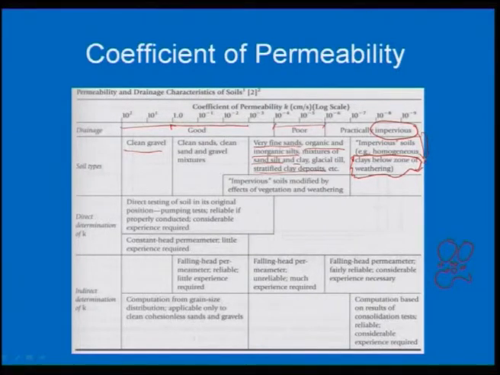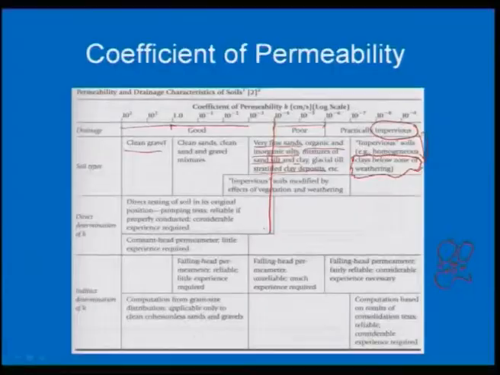Direct testing of soil in its original position, particularly between 10^2 to 10 to the power minus 4, look at this range. Either you can find it out from the field pumping test, if it has been properly conducted. This is the best test, the in situ pumping test, where you can find K directly in the field. Then in case of laboratory, you can find it out by means of constant head permeability. Constant head permeability means the head is constant, as I explained earlier. By means of constant head permeability you can find K.